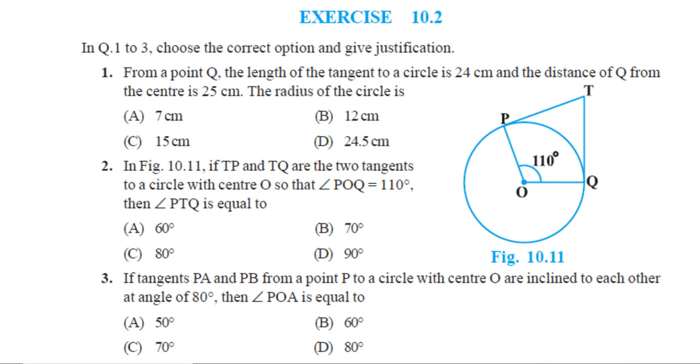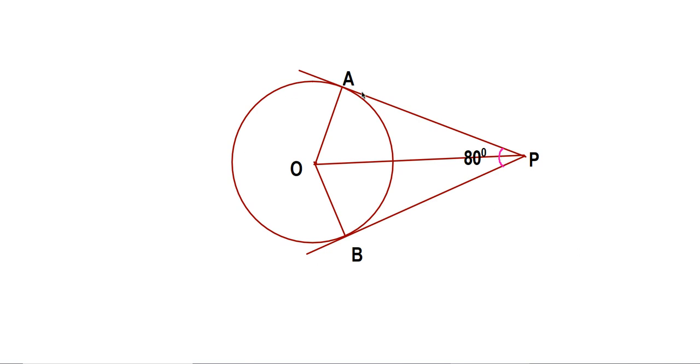Now look at the next question. If tangents PA and PB from a point P to a circle with center O are inclined to each other at 80 degrees, then what is angle POA equal to? Look at the figure. Here PA and PB are inclined at an angle of 80 degrees. You have to find out angle POA. This angle you have to find out.